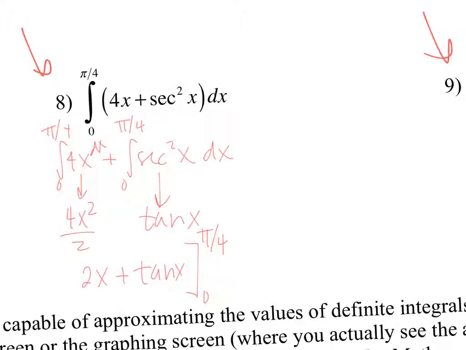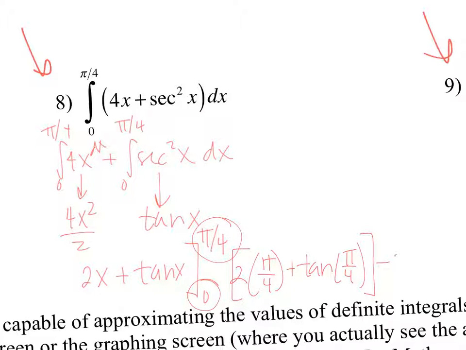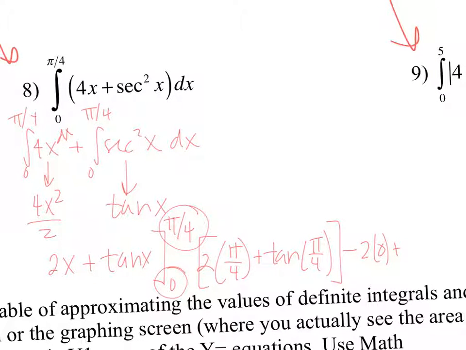And according to the fundamental theorem of calculus, we do f of pi over 4 minus f of 0. So 2 times pi over 4 plus tan of pi over 4, minus 2 times 0 plus tan of 0, tangent of 0. And then you're going to end up at that point with pi squared over 8 plus 1, because this is 0, and tangent of 0 is 0.